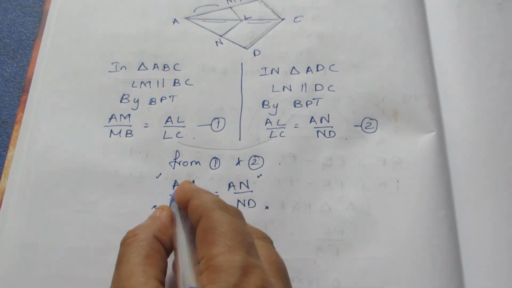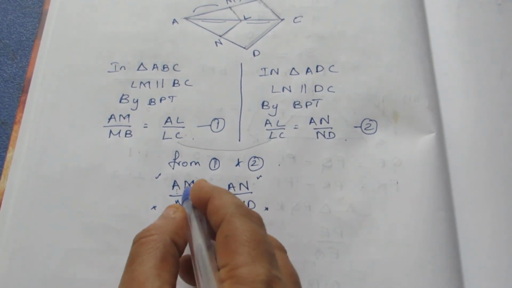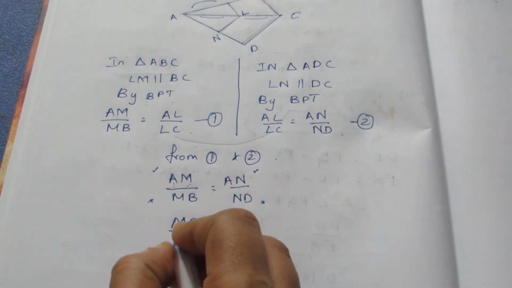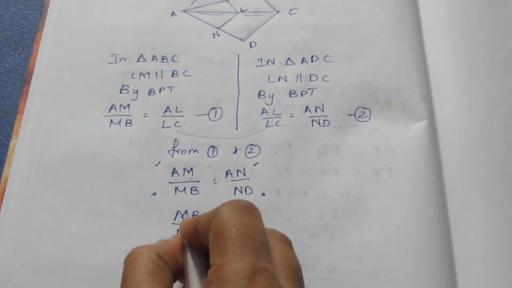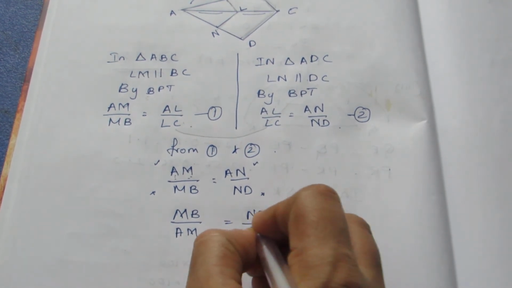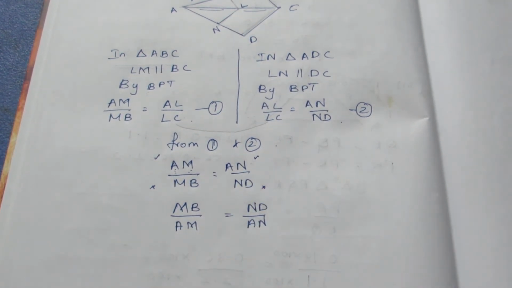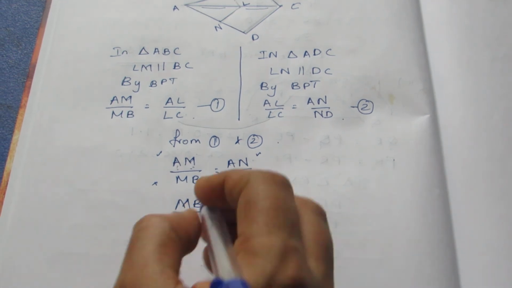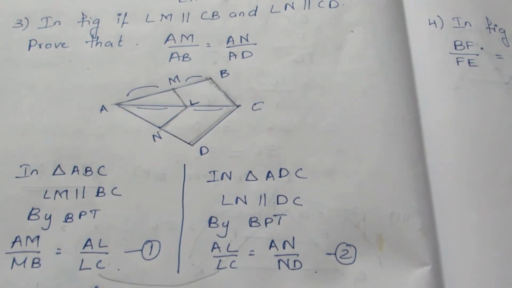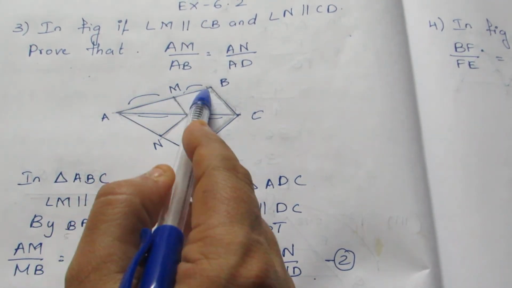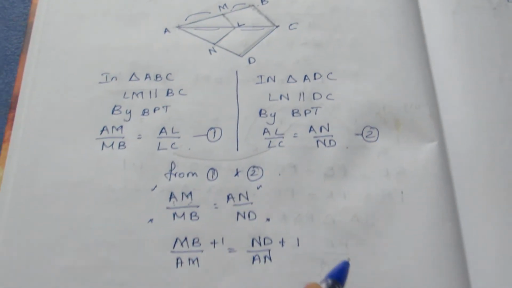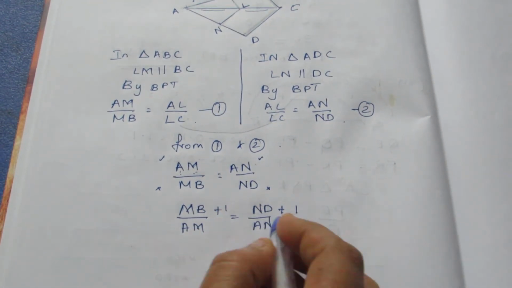If we want this to be, we know that this is right. So I'll take this to the denominator by just taking the reciprocal. MB by AM is equal to ND by AN. Reciprocal, in the sense, both the sides we need to take the reciprocal. Now adding 1 to both the sides, we want a bigger one. We are getting MB, we want AB. So I want a bigger one. To get a bigger one, just add 1 to it. 1 on both the sides.